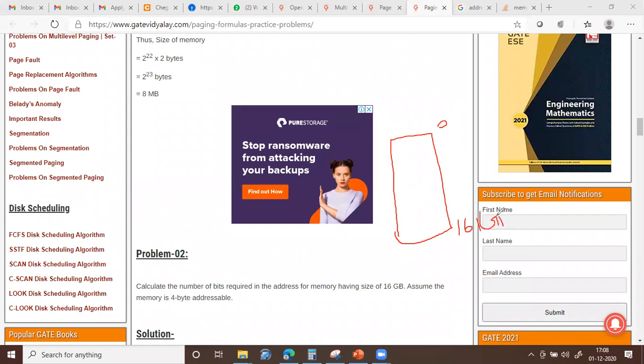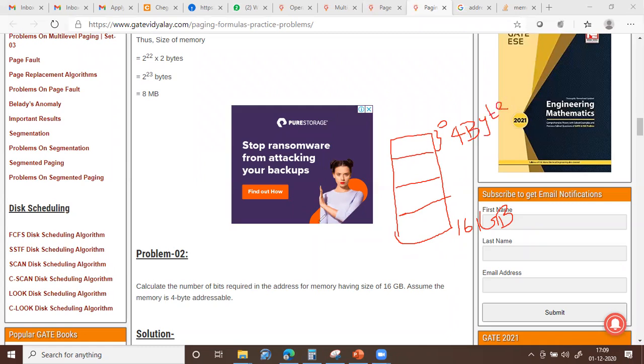Each location, the size of each location, is 4 bytes. If you take one location, it is 4 bytes. 4 bytes means how many bits? 8 fours are 32. So 32 bits form one location, that is 4 bytes.